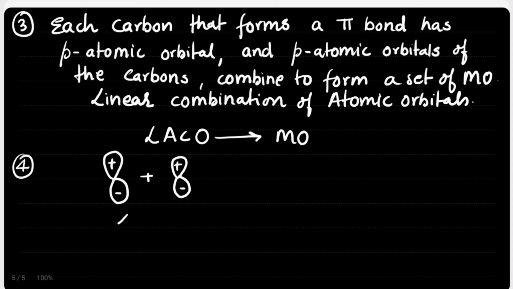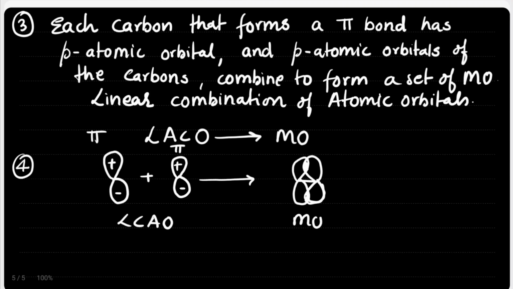These are the atomic orbitals, this is a pi atomic orbital, and after formation you get the combination. This is a lateral overlapping. Now, these are the molecular orbitals. The electron from here and the electron from here combine to form this. One electron here, one electron here, and you get the formation of a molecular orbital, which is denoted by the wave function psi.